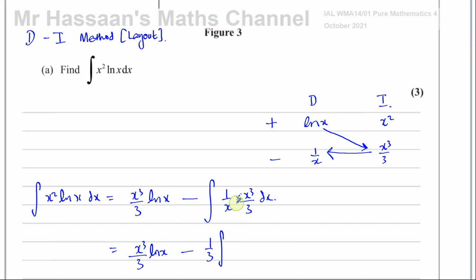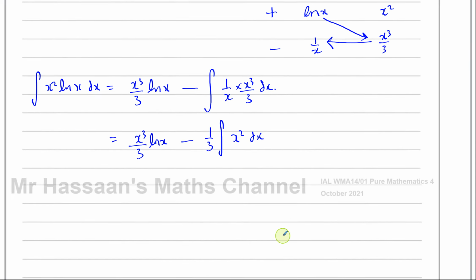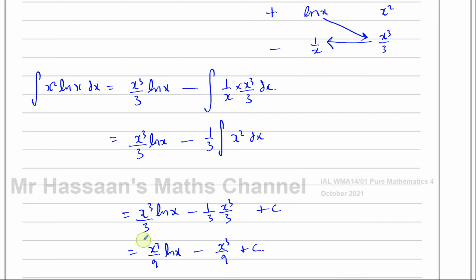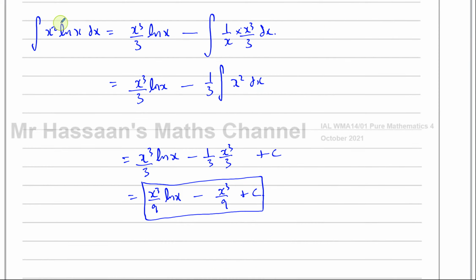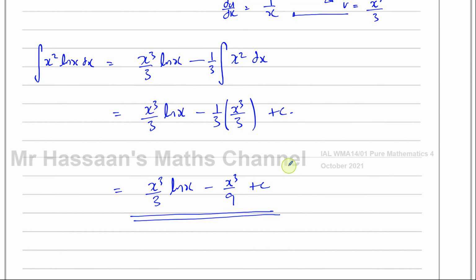Let me just get this ready. So this is going to be x squared. So now we can integrate that and we get our answer. So we end up with x cubed over 3 times ln x minus a third times x cubed over 3 plus c, which is x cubed over 3 ln x minus x cubed over 9, plus c. And there is the answer, which is exactly the same as what we got when we did the traditional method.